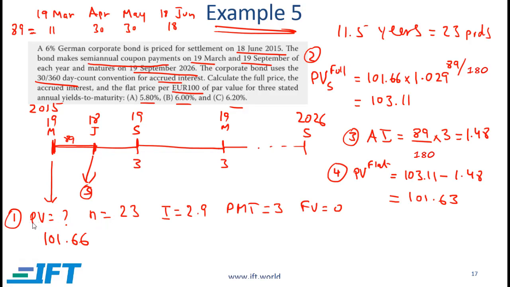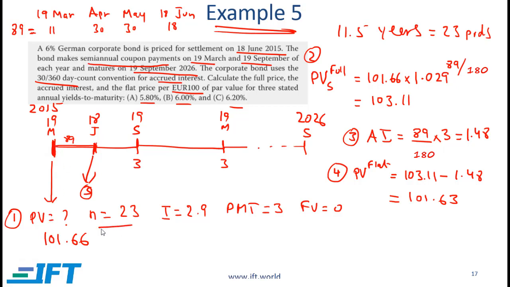I'll walk you through the 4-step procedure given in the curriculum. The first thing you need to do is come up with the present value on this date. This is the coupon date before settlement date. The curriculum does this using present value calculations, which would be tedious. I want you to use the calculator.